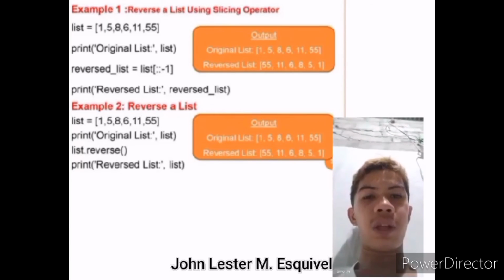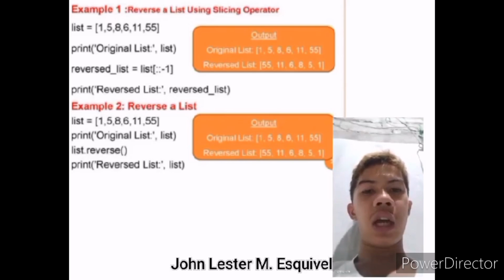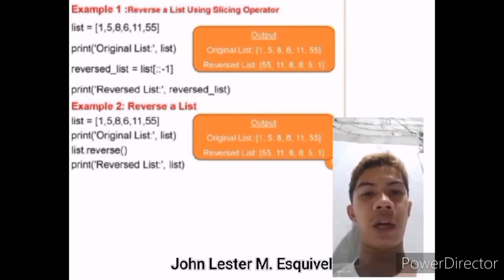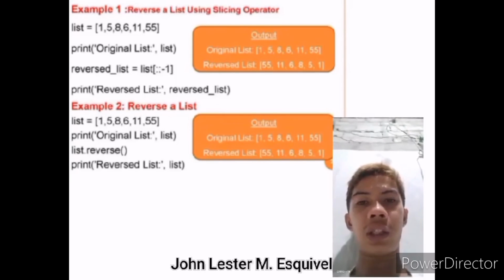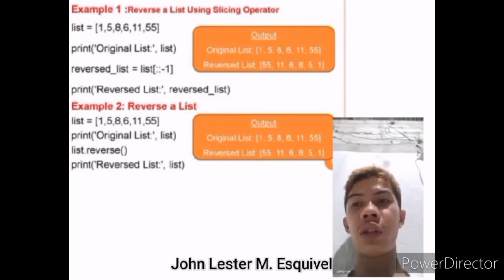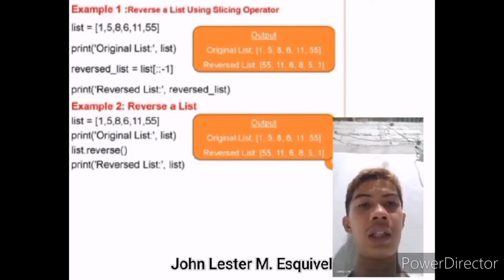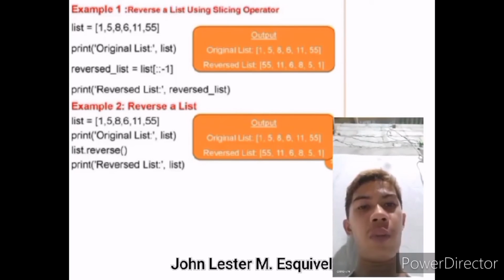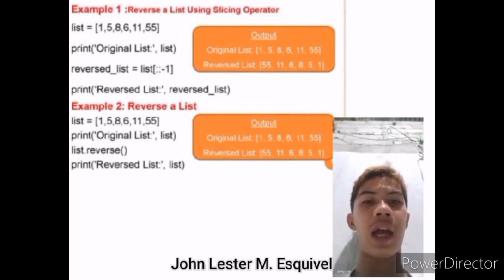Ito pa ang example sa reverse method. Reverse a list using slicing operator. List equals open bracket 1, 5, 8, 6, 11, 55, close bracket. Print 'original list:', list. Reverse_list equals list[::-1]. Pag tinakbo mo yung codes na yan, ang ippiprint niya ay yung original list na 1, 5, 8, 6, 11, 55. At pati na rin yung reverse list na 55, 11, 6, 8, 5, 1.